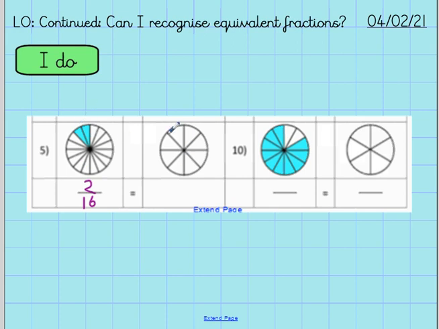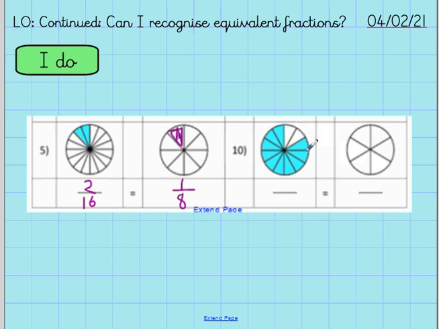Now, how do I make this look the same? So I'm going to have to colour in one of these sections here, and I'm going to write my fraction. I know I'm going to be writing 1, 2, 3, 4, 5, 6, 7, 8. I'm going to be looking at eighths this time. And how many have I got shaded in? 1. So I now know that 2/16 is the same as 1/8. We've got the same size piece. Look. Now move on to the next one.